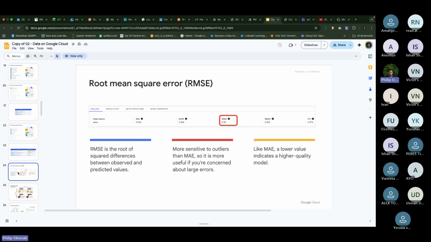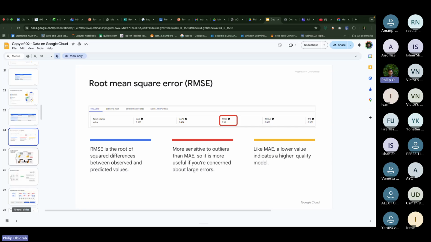It's very sensitive to outliers. It emphasizes interpretation. When you have a lower root mean square error, it means better model prediction. It's very useful for regression problems such as price prediction. So we've seen the root mean square error.